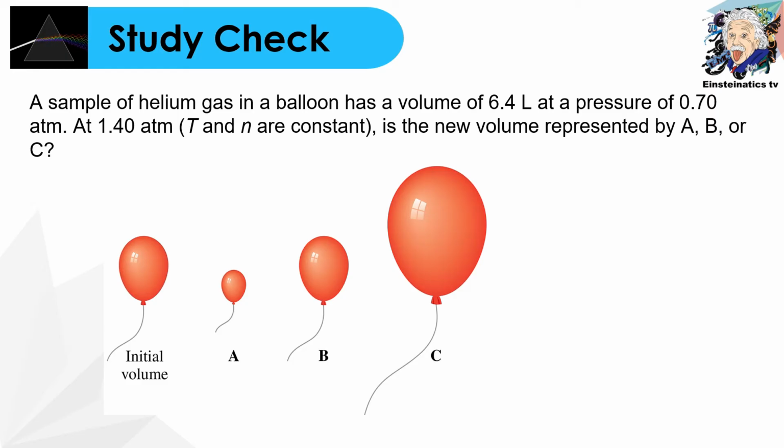Okay? Correct answer for this one, yung pressure is nag-increase from 0.70 to 1.40. So, yung magiging itsura ng balloon is, of course, letter A. From its initial volume, like this one na malaki, of course, liliit siya kasi nag-increase yung kanyang pressure from 0.70 to 1.40.